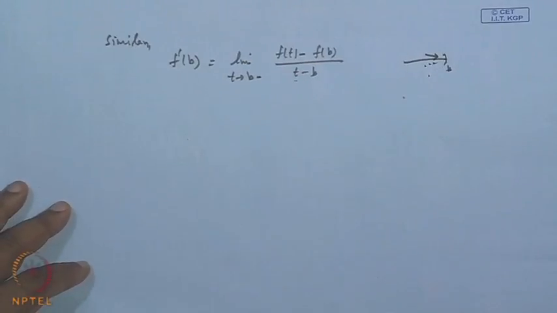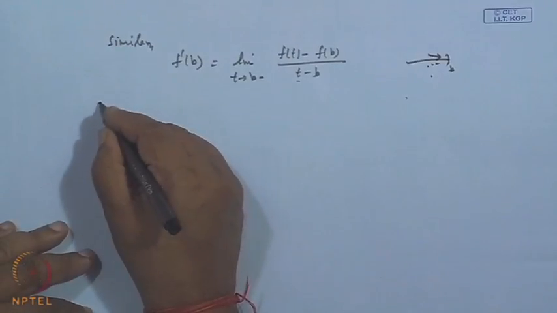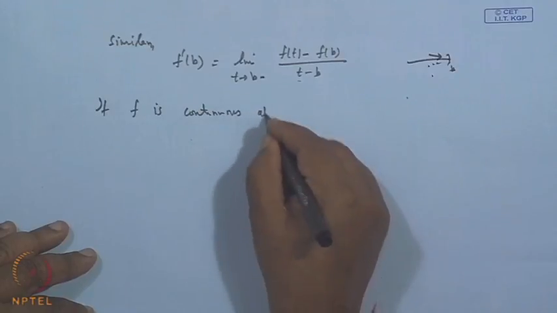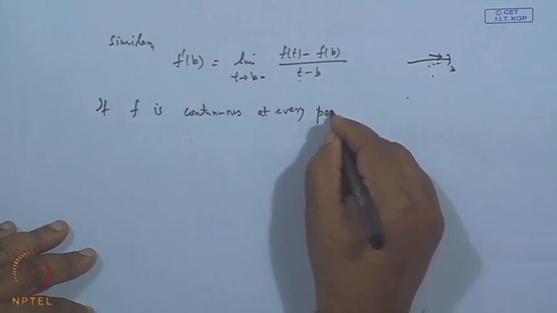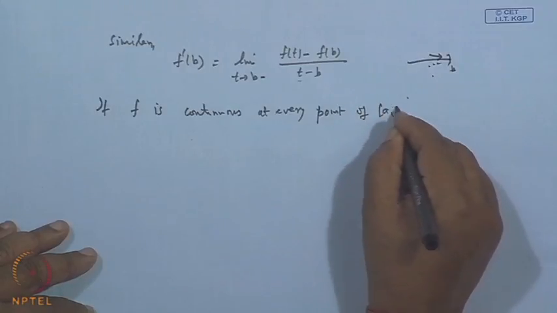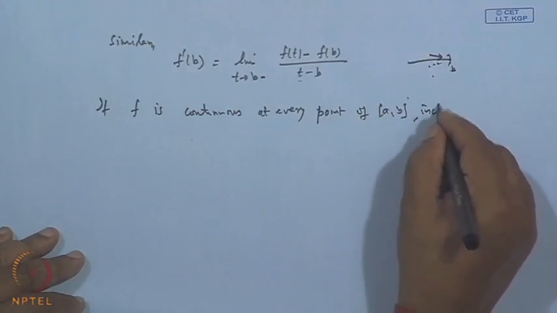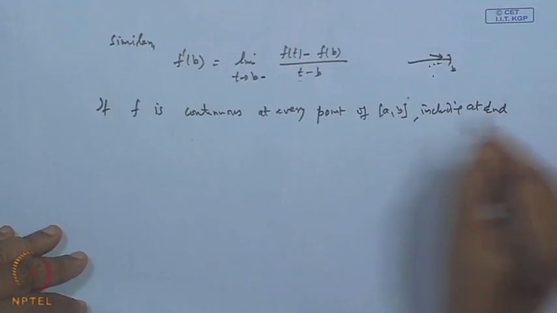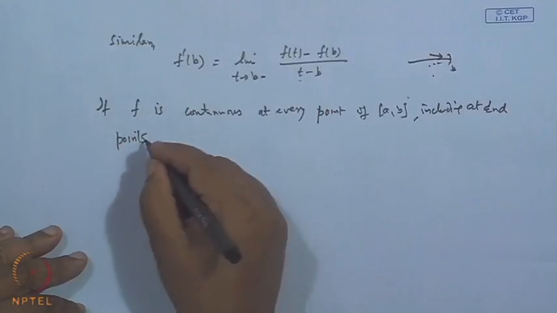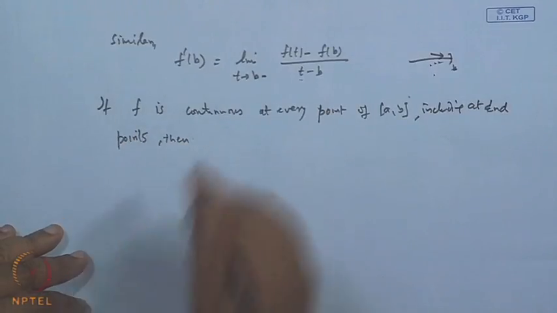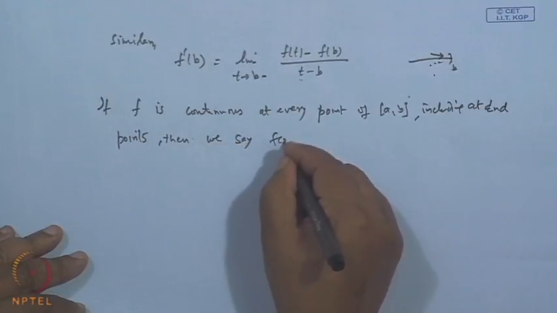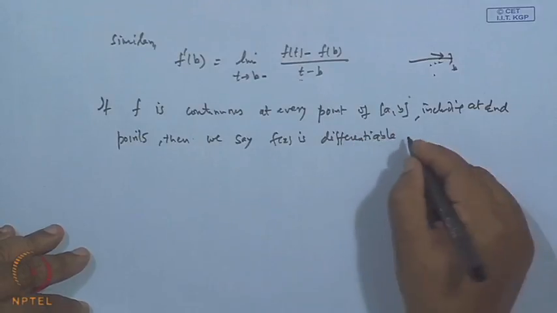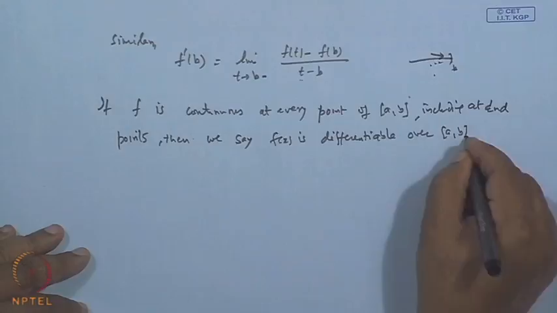So, if the function f is differentiable at every point of the closed interval [a, b], including at the end points, then we say the function f(x) is differentiable over the closed interval [a, b].